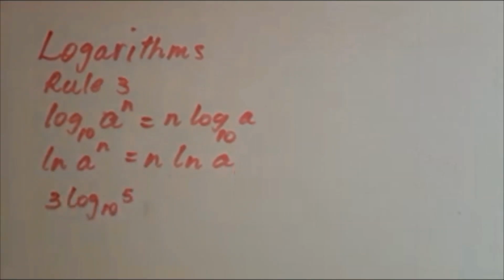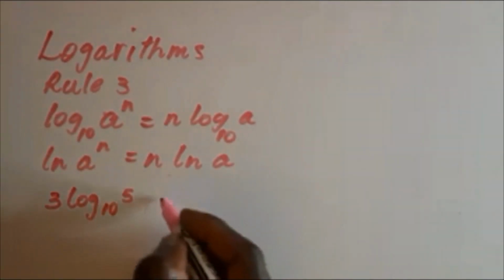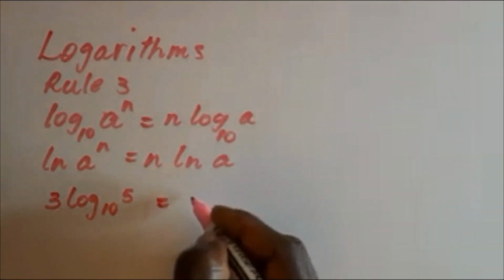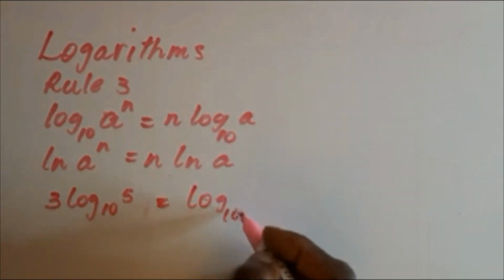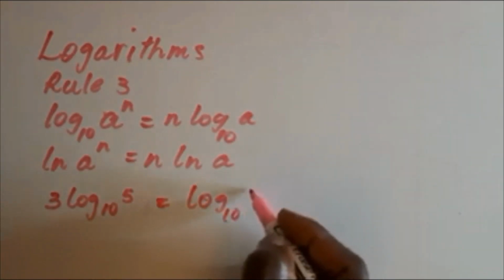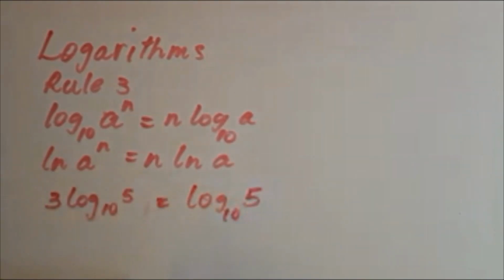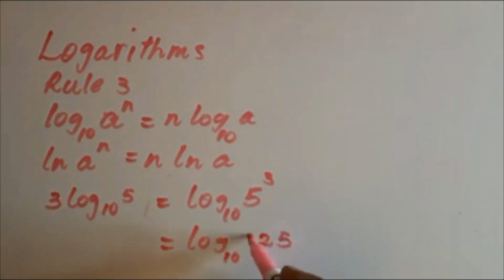What about 3 log to the base 10 of 5? Well, we have log to the base 10, we have 5 here, our base, and we're raising it to the 3rd power. So n is 3, which simplifies to log to the base 10 of 125. Being able to manipulate logarithms is very important and useful.